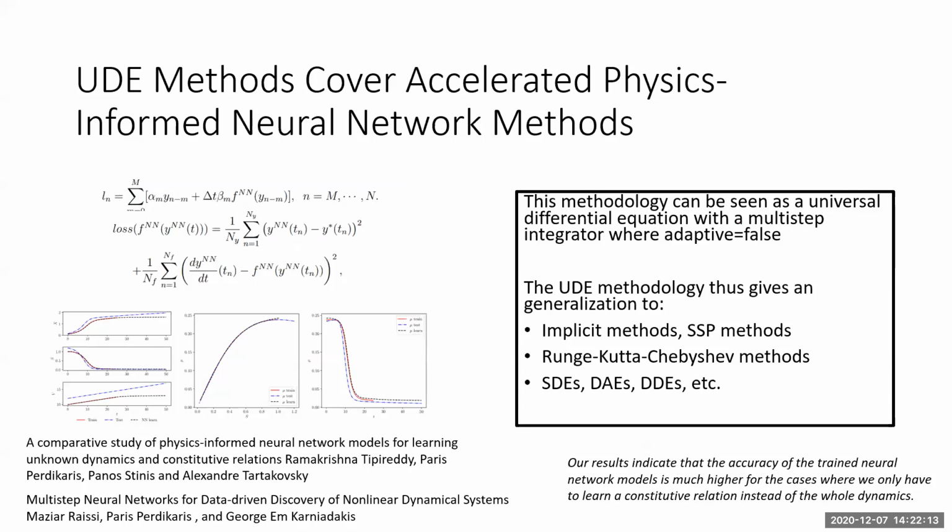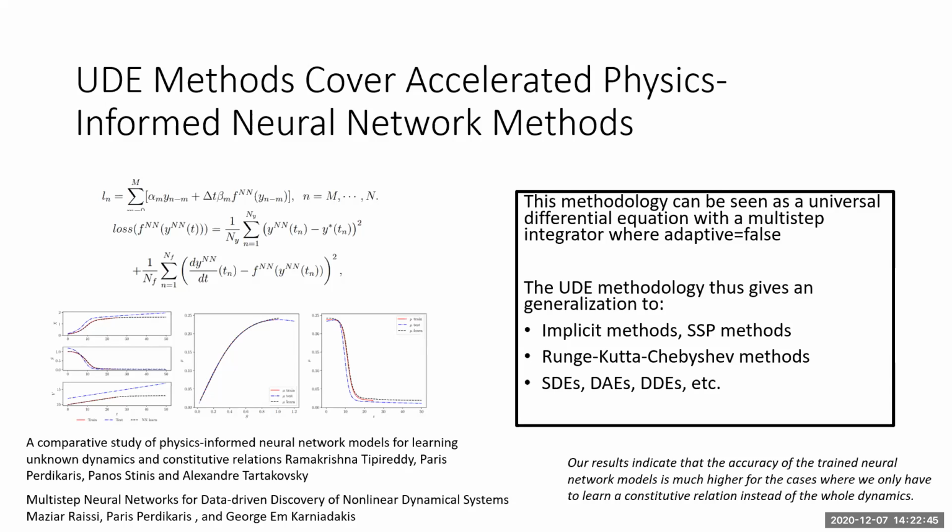And this actually shows up for a lot of the different cases in the literature. Here's another case where you have a multi-step physics-informed neural network, which is actually equivalent to a universal differential equation of a specific form, and you just apply a multi-step method to it and turn off adaptivity, make dt fixed. So there are a lot of methods coming out where you can say, oh yeah, this is a scientific machine learning method, but it's equivalent to a universal differential equation with these options set on the differential equation solver.